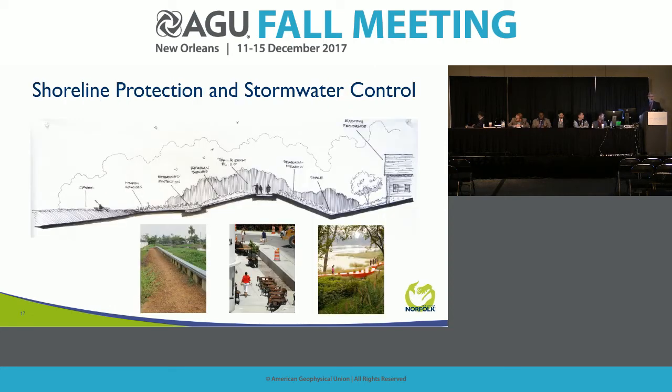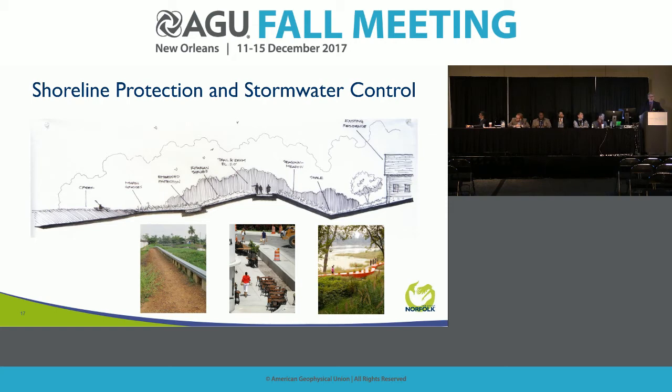Part of our idea of stormwater protection, even where we talk about structural means, we want to create structural means that are nature-based so that we don't cut off the citizens and cut off property of our city from the water, which is what defines us.